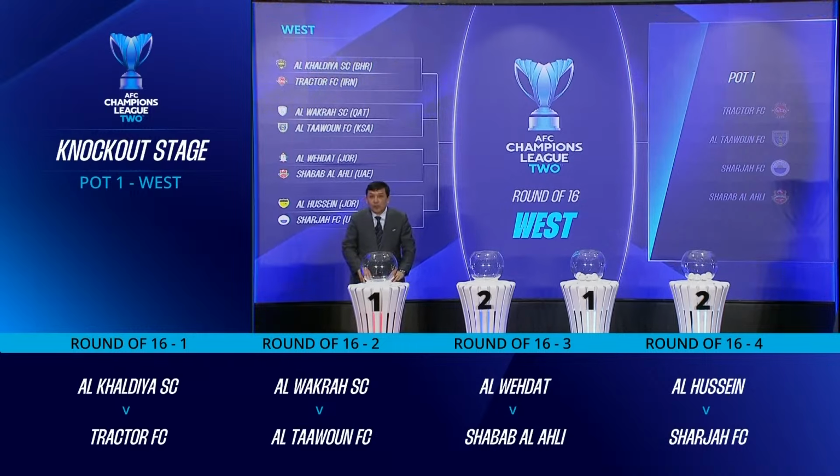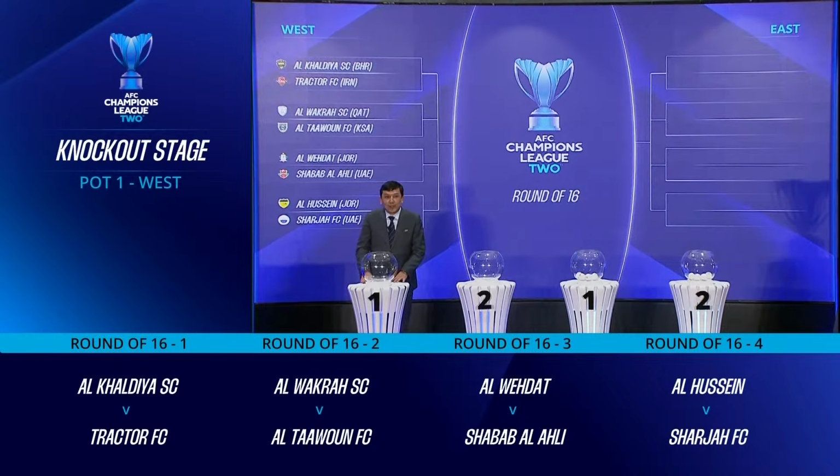So this concludes the draw for the West teams, and as we explained during the draw mechanics, round of 16-1 winner will play against round of 16-2 winner, and round of 16-3 winner will play against round of 16-4 winner in the quarterfinals, as already determined as per the competition regulations. This concludes the West region, and now we have 4 fixtures. They are really quite interesting matches.